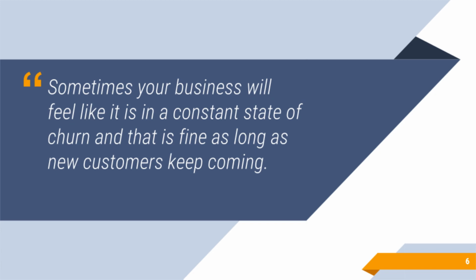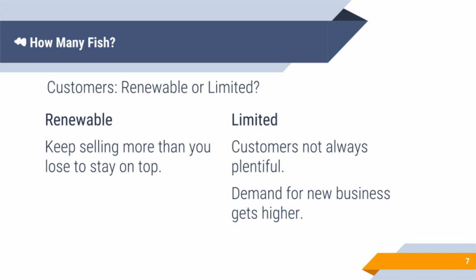This approach, while it seems sound at first glance, might actually be a tougher practice over time, depending on how you see your customer pool. We can use the fish in the sea adage for this example. If you look at your customer pool as an ever-renewable resource, all you need to do is keep selling more than you lose, and there's plenty of fish in the sea. If you see your customer pool as a limited resource, there will likely be slower sales seasons where the customers just aren't as plentiful. That sea could be having some trouble keeping up with demand.